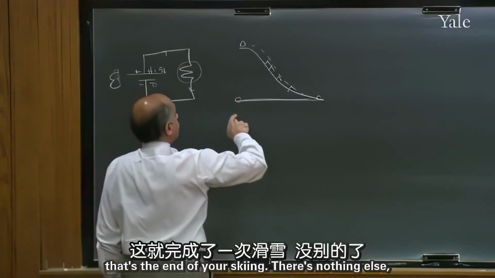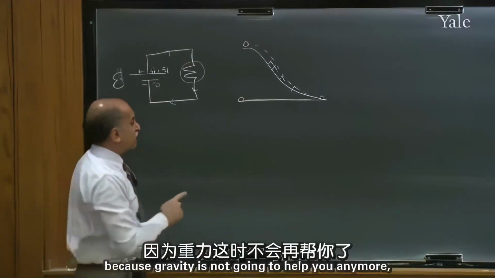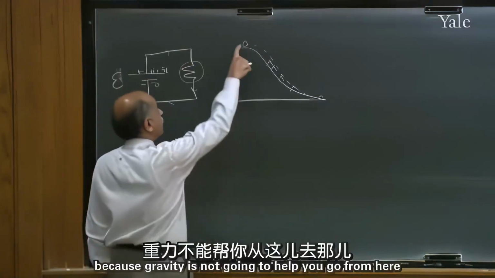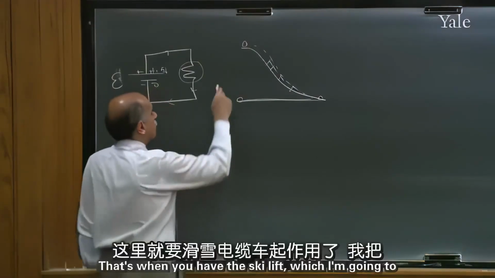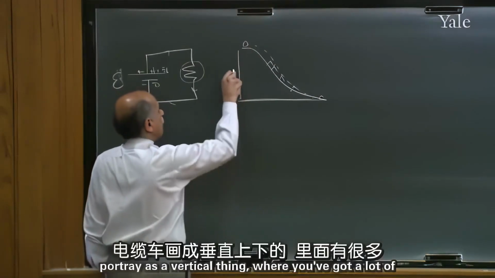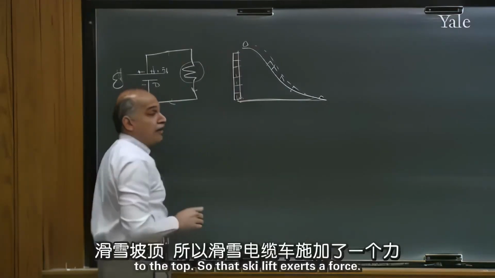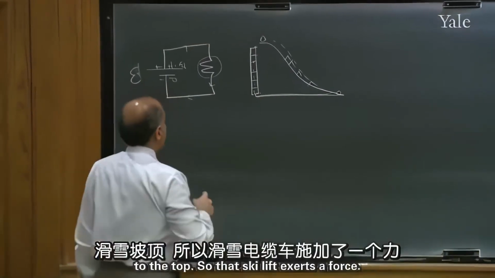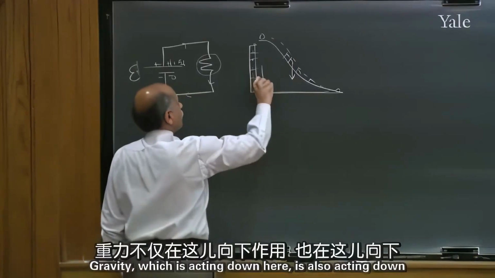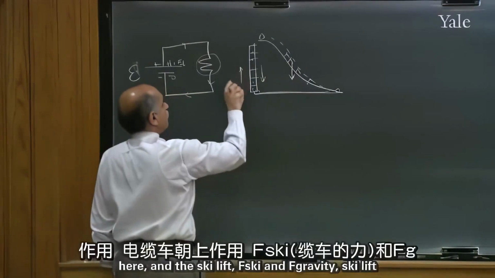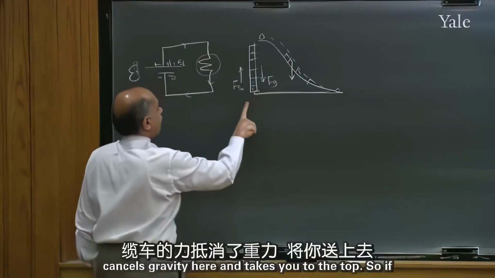Now, that's the end of your skiing if there's nothing else, because gravity is not going to help you go from here to there. So it's not obviously run by just gravity. That's when you have the ski lift, which I'm going to portray as a vertical thing where you got a lot of chairs, so you can sit on one of them and you can ride to the top. So that ski lift exerts a force. So gravity, which is acting down here, is also acting down here. And the ski lift, F sub ski and F sub gravity, ski lift cancels gravity here and takes you to the top.